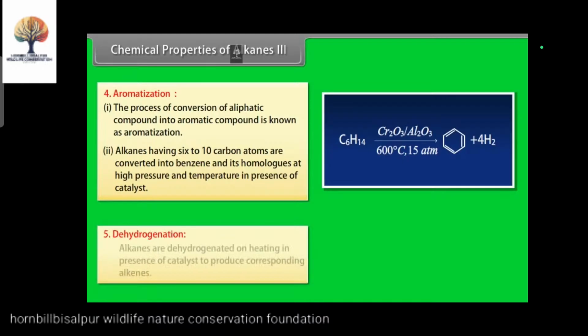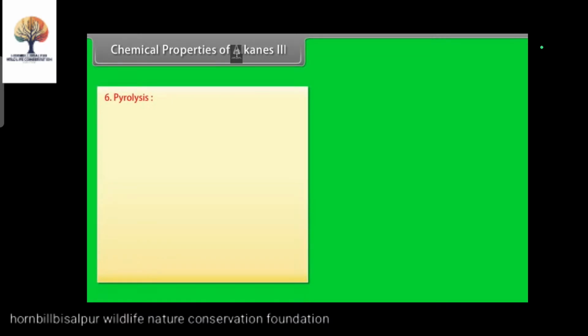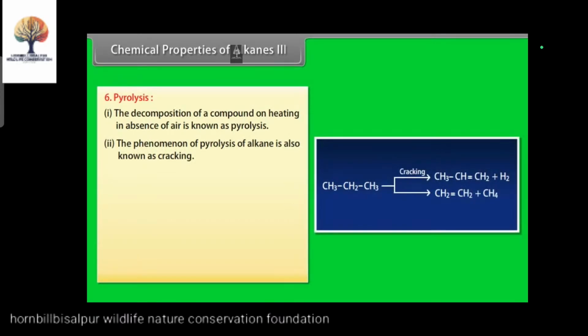Dehydrogenation. Alkanes are dehydrogenated on heating in the presence of a catalyst to produce the corresponding alkenes. Pyrolysis. Number 1. The decomposition of a compound on heating in the absence of air is known as pyrolysis. Number 2. The phenomenon of pyrolysis of alkanes is also known as cracking.